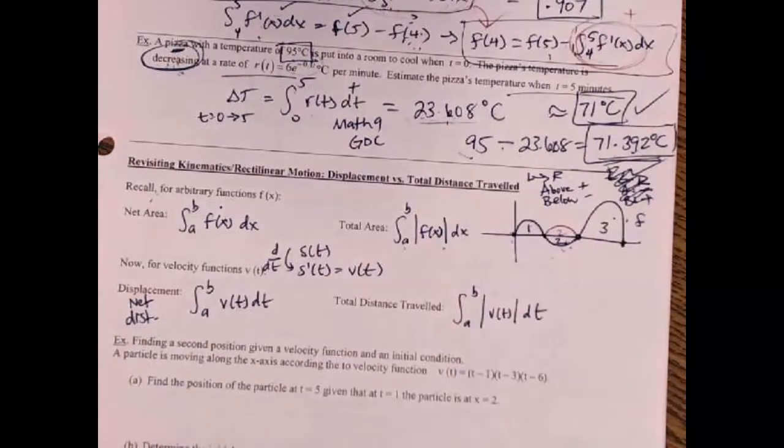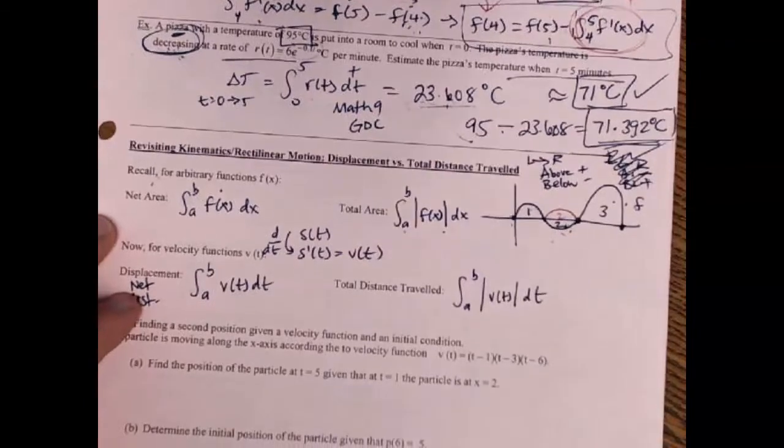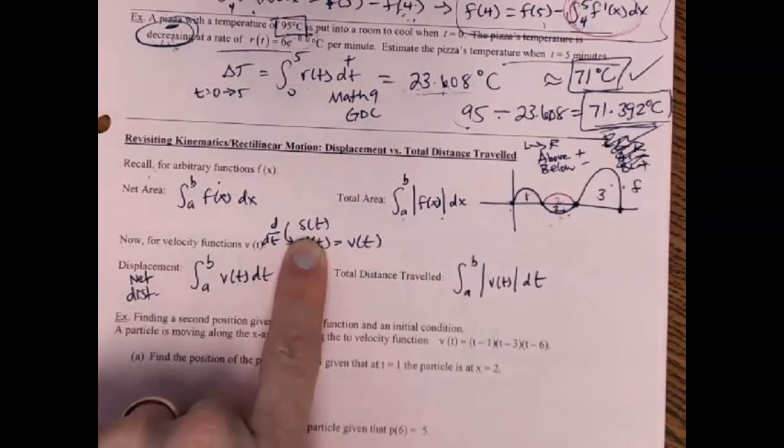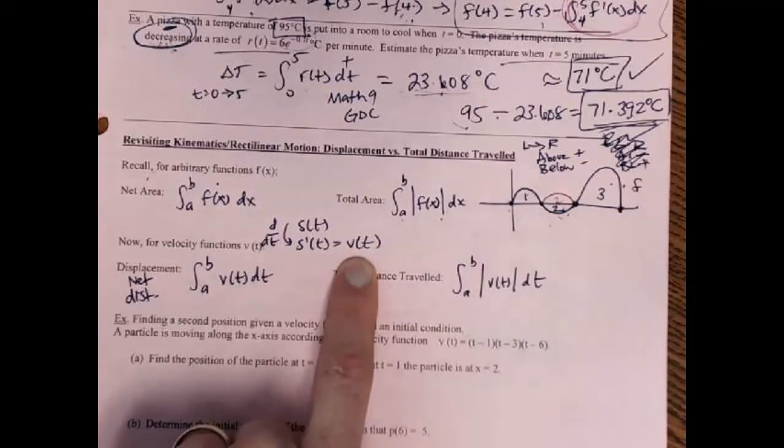Total area. Now the same thing is going to be applied going back to some kinematics. Remember, we have the position function, the derivative of the position, that's your velocity, right? The rate of change of your position is your velocity.